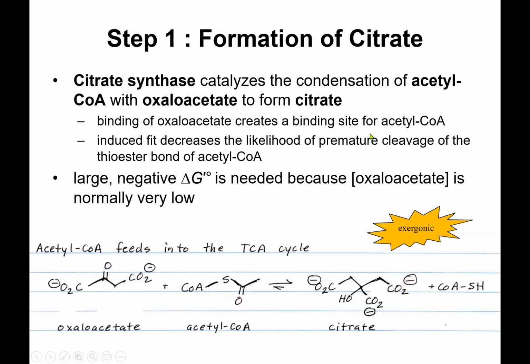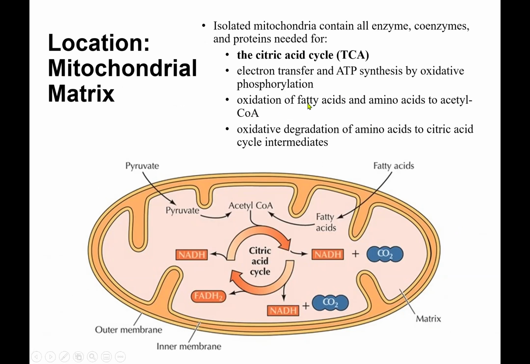This is also a location for the oxidation of fatty acids and amino acids to acetyl CoA. And finally, the oxidative degradation of amino acids to citric acid cycle intermediates, because there are different places in the citric acid cycle where intermediates can be fed in and we still get energy yielding reactions from those intermediates.